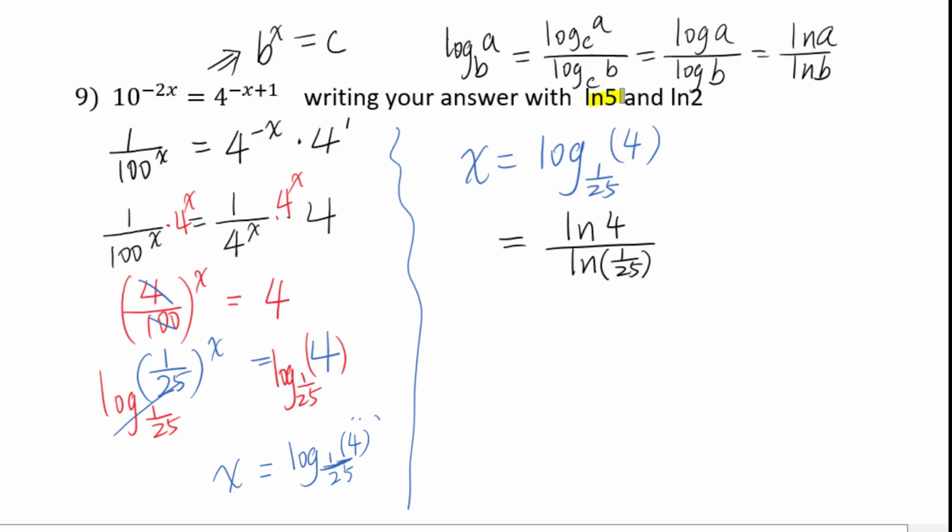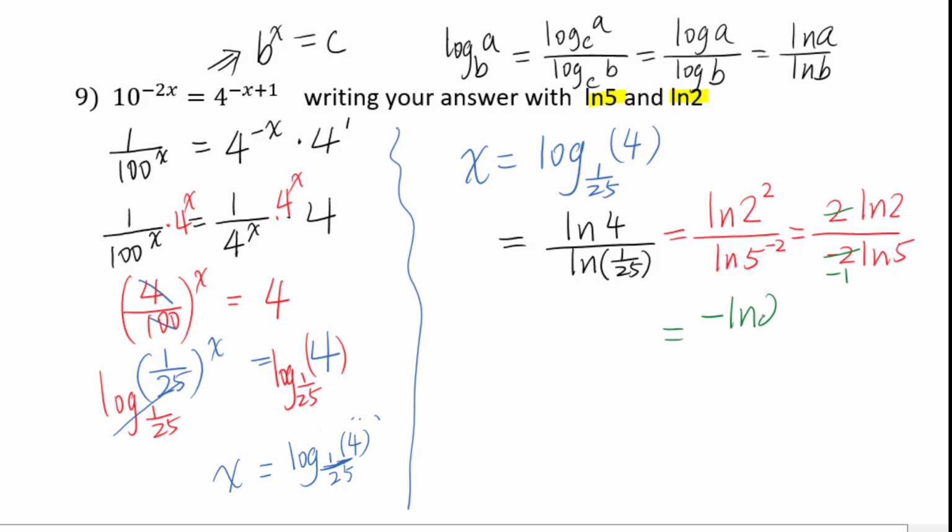Since I need a natural log of 5 and a natural log of 2, we will change the argument into the exponential form with the base 5 or 2. So we have a natural log of 2 to the second power over natural log of 5 to the negative second power. Then drop down the exponents: 2 times natural log of 2 over negative 2 times natural log of 5. Then we reduce. This is negative 1. So the final answer will be negative natural log of 2 over natural log of 5.